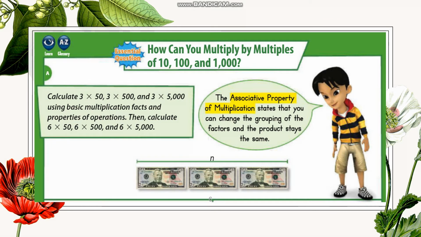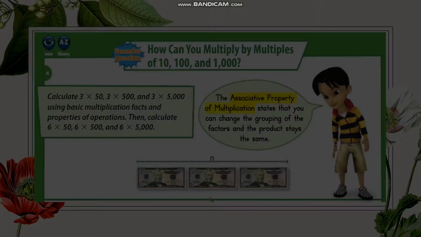How can you multiply by multiples of 10, 100, and 1000? So we're going to calculate 3 multiplied by 50, 3 multiplied by 500, and 3 multiplied by 5000 using basic multiplication facts and properties of operations. Then calculate 6 multiplied by 50, 6 multiplied by 500, and 6 multiplied by 5000. So the associative property of multiplication states that you can change the grouping of the factors and the product stays the same. So how are we going to multiply that one?